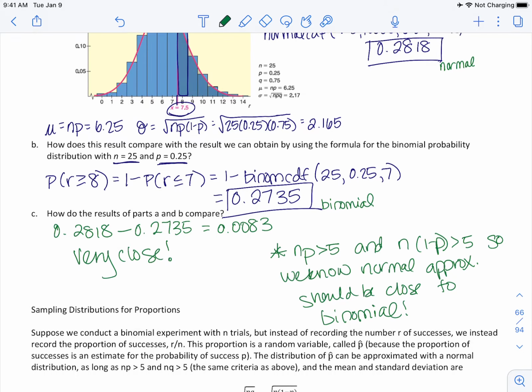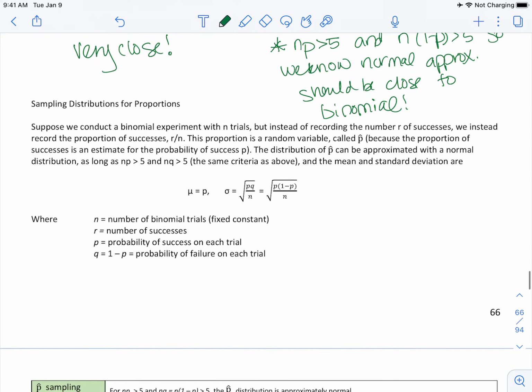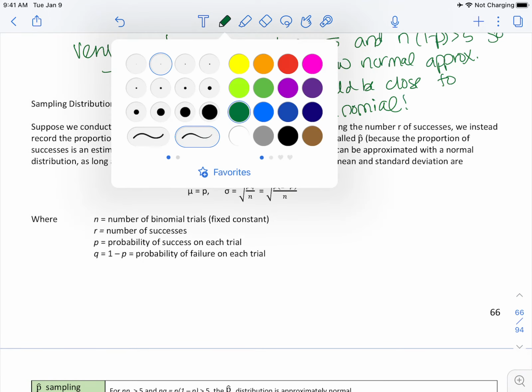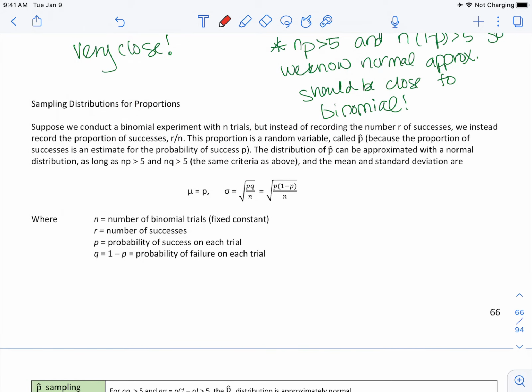Okay, sampling distributions for proportions. Suppose we conduct a binomial experiment with n trials, but instead of recording the number r of successes, we record the proportion of successes, r divided by n. This proportion is a random variable called p hat, because the proportion of successes is an estimate for the probability of success p. The distribution of p hat can be approximated with a normal distribution as long as n times p is greater than 5 and n times q is greater than 5.